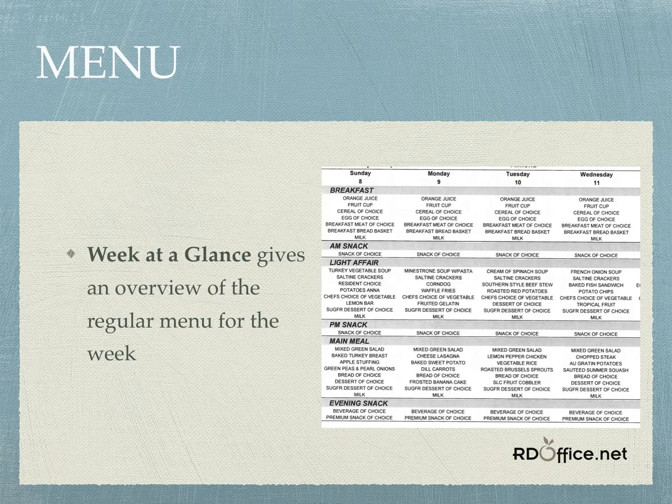So the CDM and/or RD develop a menu that meets the minimum nutrition requirements. So here's an example of a WAG, or a week at a glance. It gives an overview of the regular menu for the week. In our example, you can see Sunday, Monday, Tuesday, Wednesday, and it's also broken down into breakfast, lunch, and dinner. And all the regular food items are included on this week at a glance.